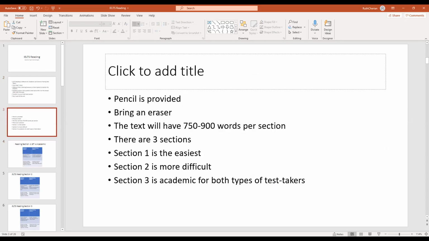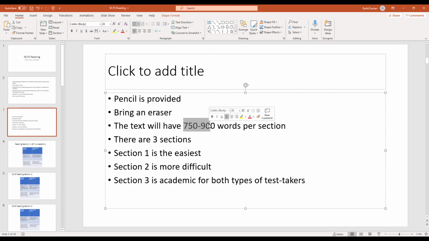Okay, so when we compare, you'll be given a pencil in your test, but you'll have to carry your own eraser if you are attempting a paper-based test, in case you have to erase. Each of your texts, sections 1, 2, and 3, will contain about 750 to 900 words in each section. There are 3 sections and the difficulty levels keep increasing as you move on. So section 3 is the most difficult of all.